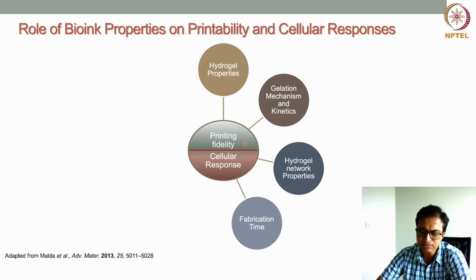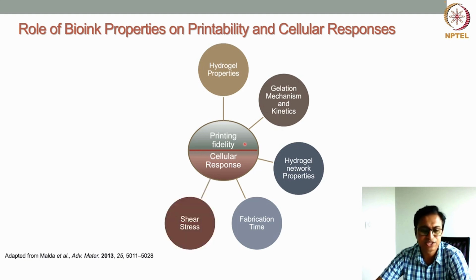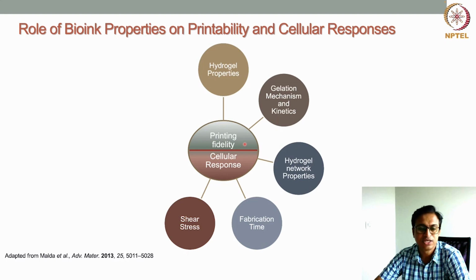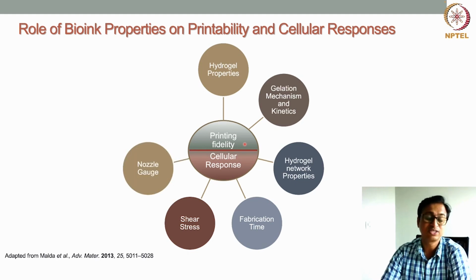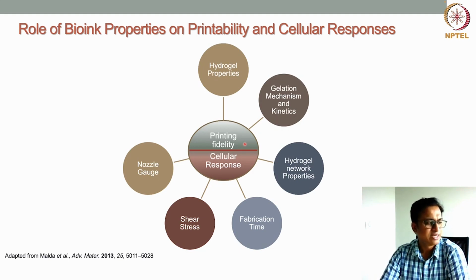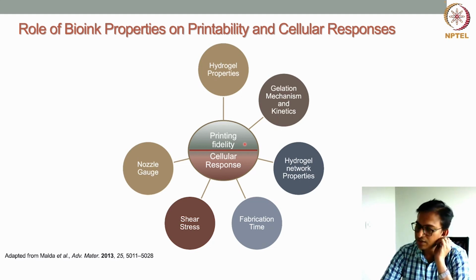Similarly, fabrication time, the duration of fabrication, is important because we are exposing the cells to non-natural conditions during fabrication. So that can have an impact on both of these. Again, shear stress: in extrusion based bioprinting and also in certain inkjet bioprinting, shear stress can be generated on the nozzle wall. That can have a high impact in certain cases on the cells encapsulated in the bioink. So shear stress can also influence printing fidelity and cellular responses. Similarly, nozzle gauge, the diameter of the nozzle, is another important factor, because nozzle gauge directly corresponds to the printing fidelity or the resolution of the structure.